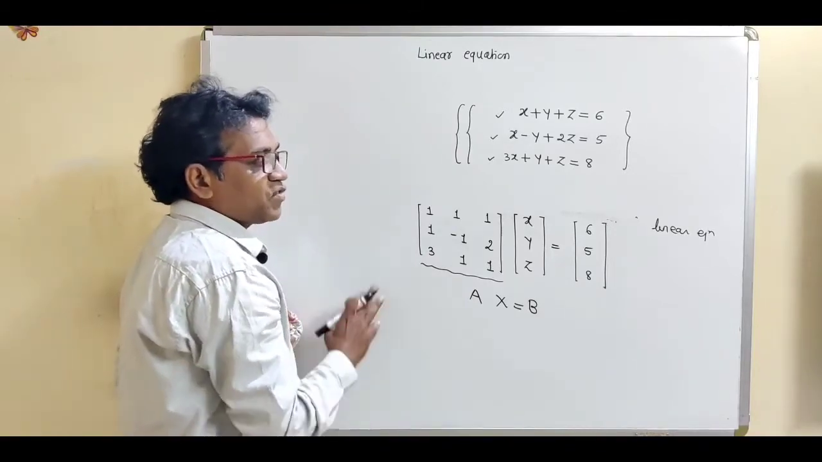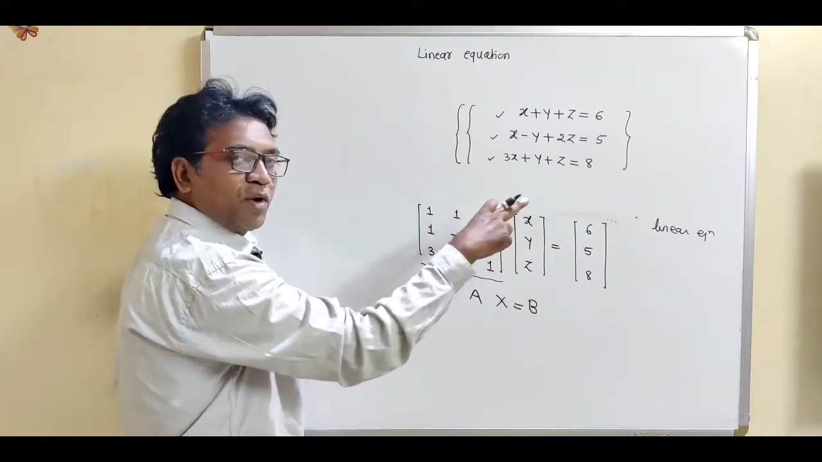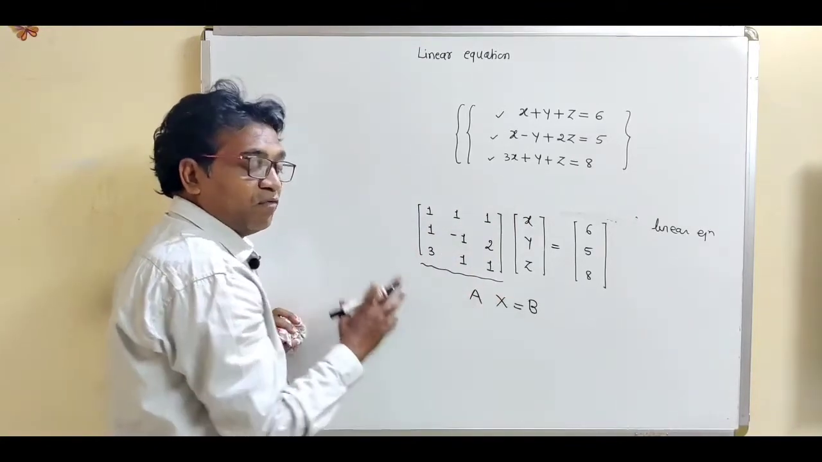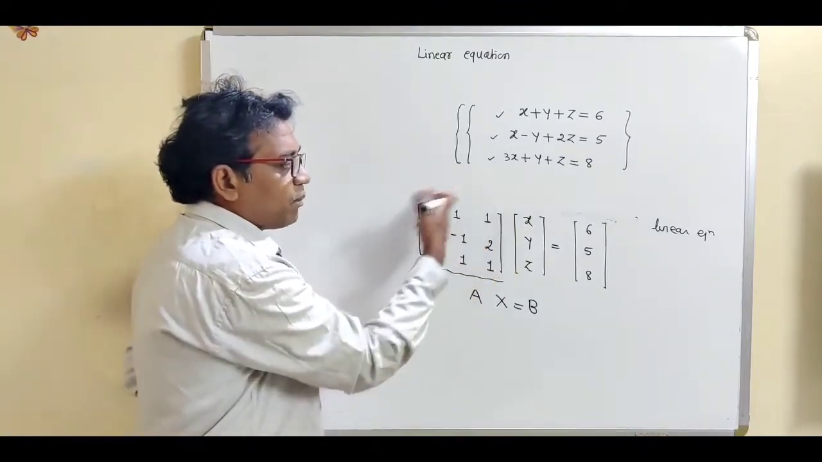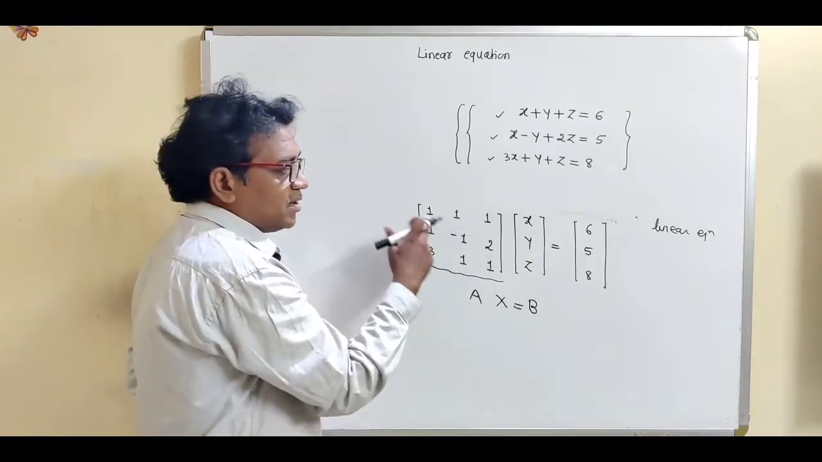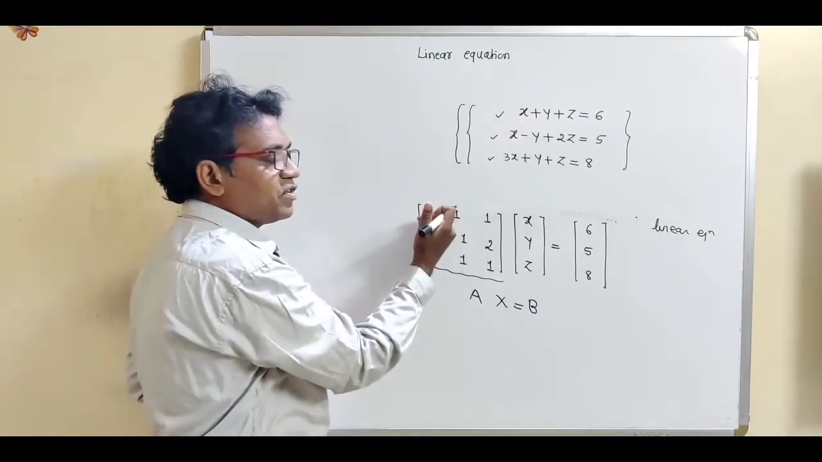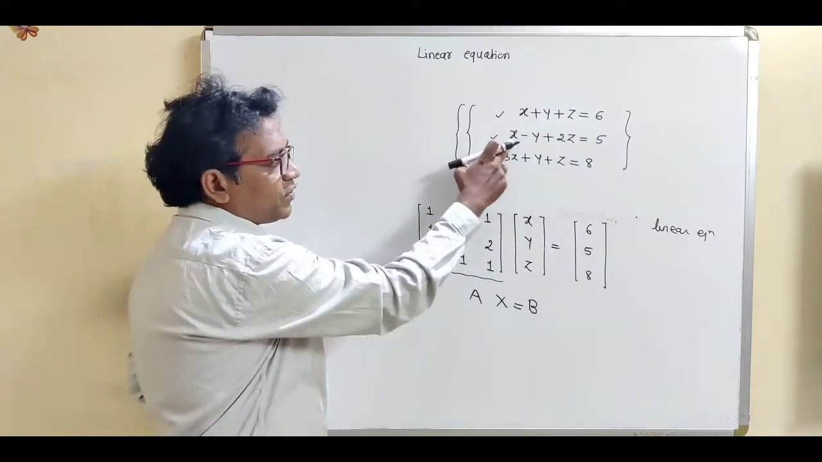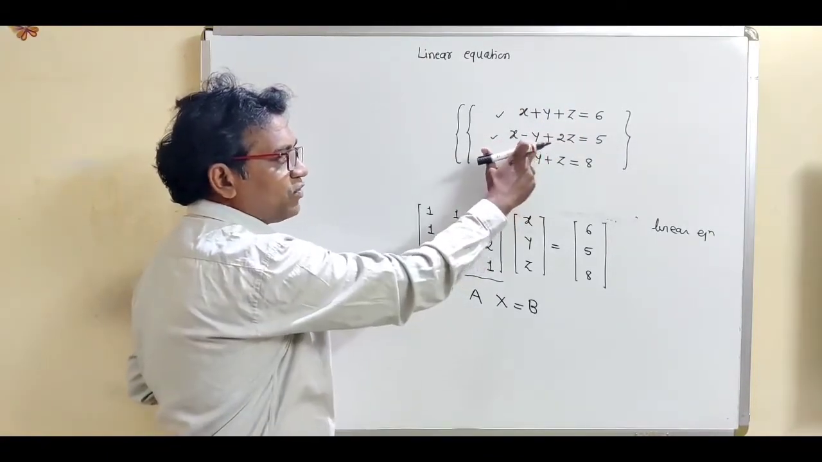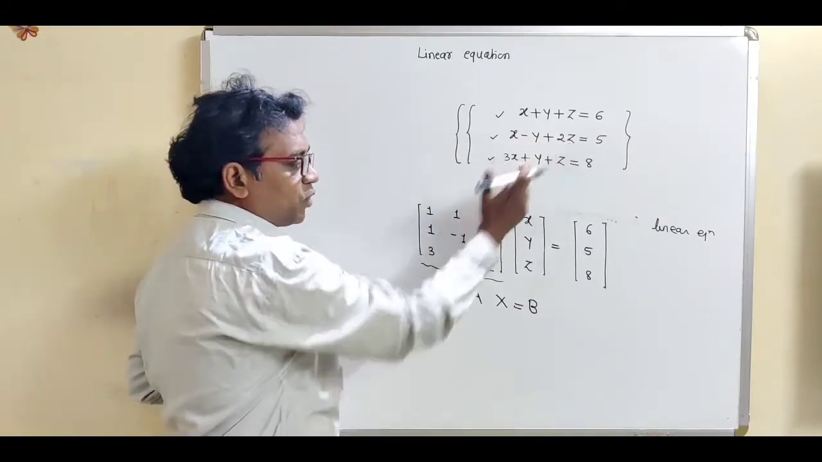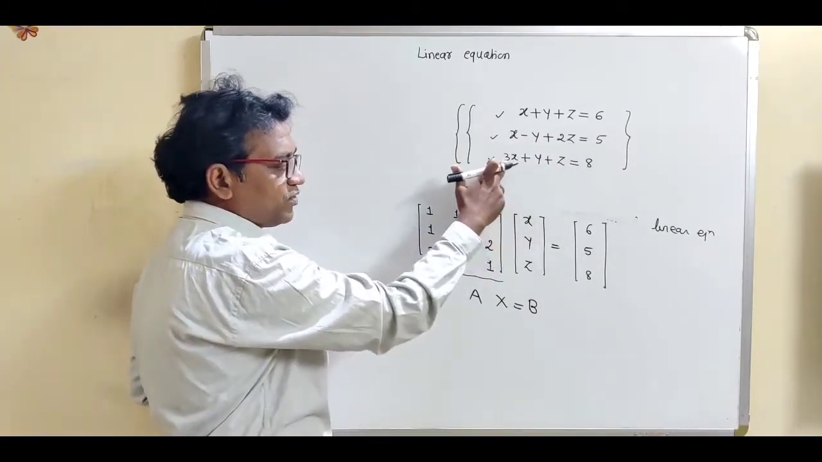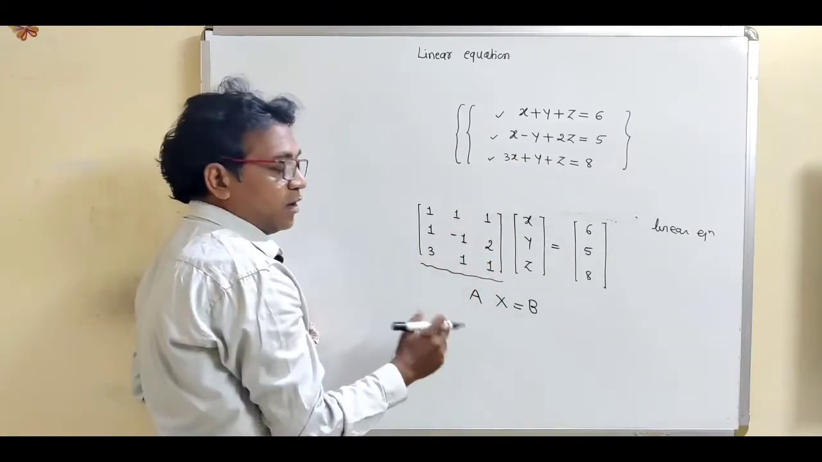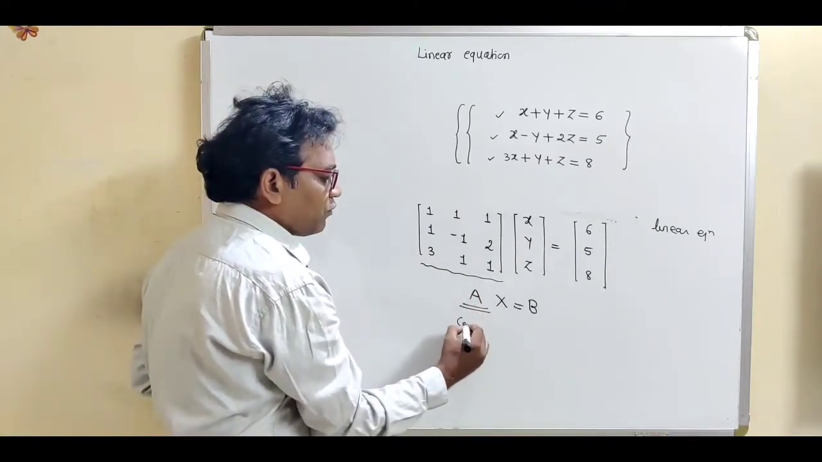So first of all, remember this concept that every system of linear equation can be put in the matrix notation AX equal to B, where A is called the matrix of coefficients. In the first equation, the coefficient of x is 1, of y is 1, of z is 1. In the second equation, the coefficient of x is 1, of y is minus 1, of z is 2. In the third equation, the coefficient of x is 3, of y is 1, and of z is 1. So A is called the matrix of coefficients.